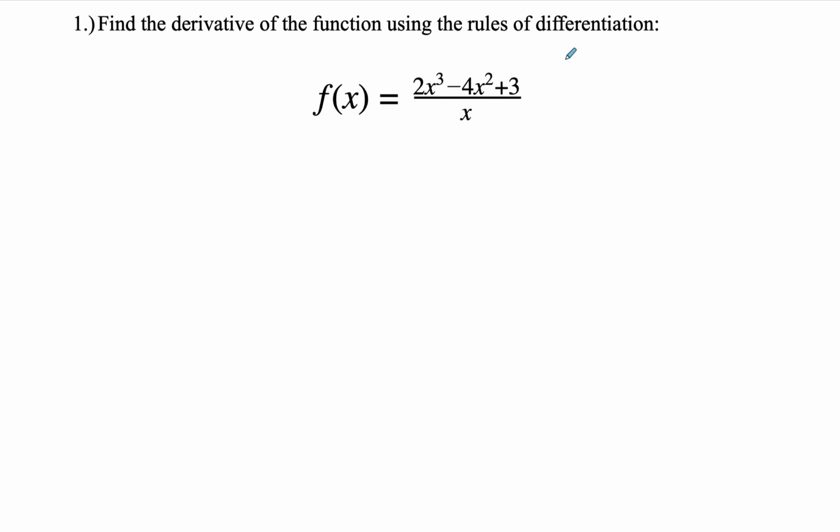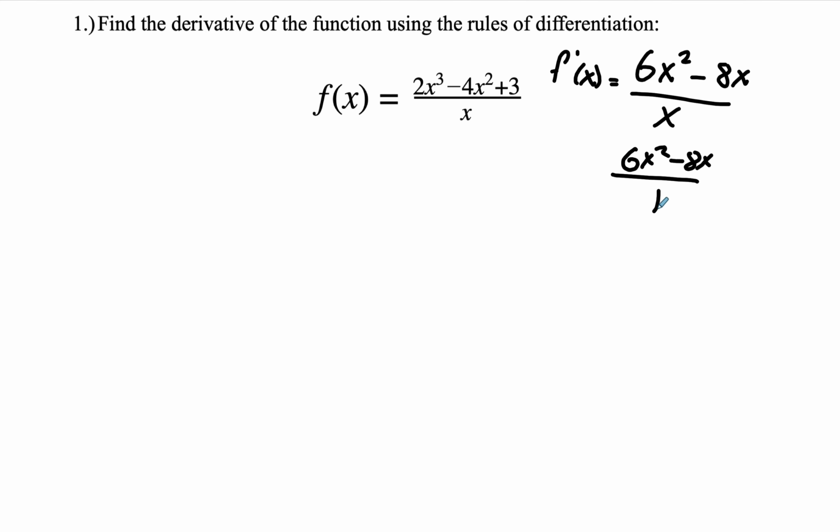One of the biggest wrong answers that I saw was something along these lines. I saw something like 6x squared minus 8x. Sometimes I just saw that. Sometimes I saw it over x. Sometimes I saw this. And sometimes I saw 6x minus 8, which is the equivalent of this first one.